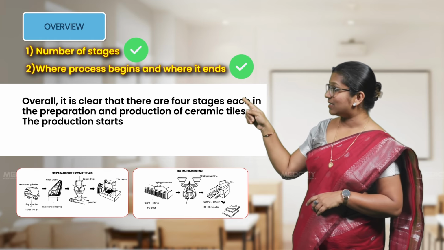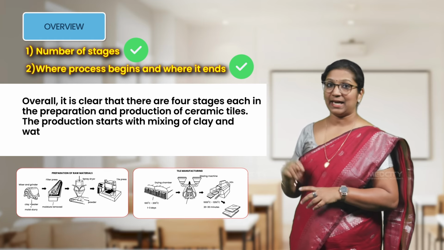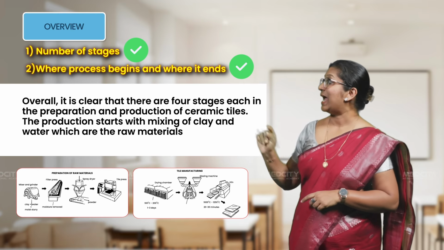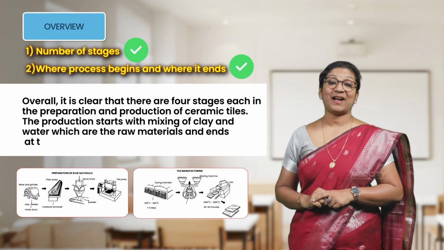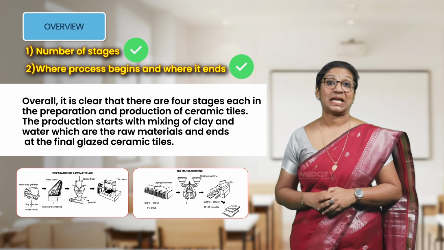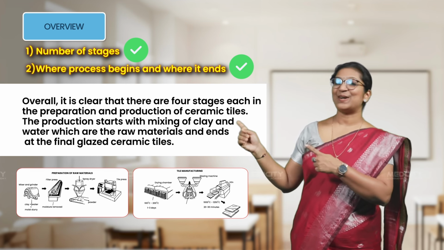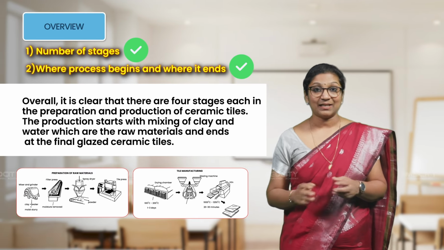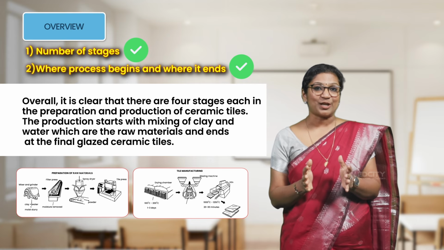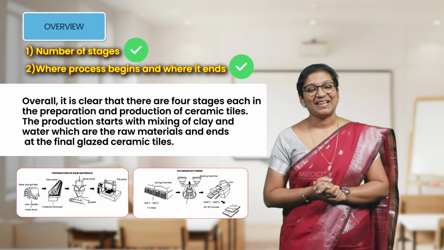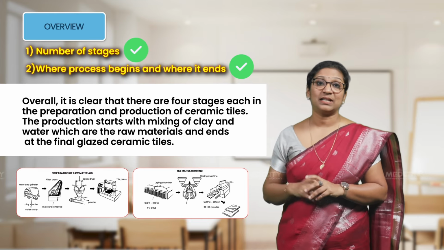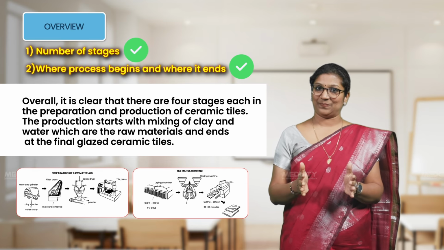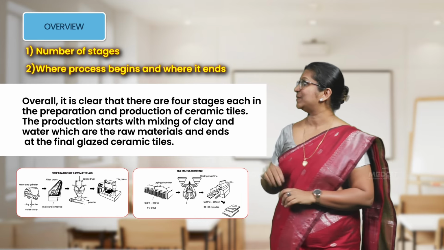The production starts with the mixing of clay and water, which are the raw materials, and ends at the final glazed ceramic tiles. So this is how my entire overview would read. Overall, it is clear that there are 4 stages each in the preparation and production of ceramic tiles. Full stop. The production starts with mixing clay and water, which are the raw materials, and ends at the final glazed ceramic tiles. Now comes the body paragraphs.